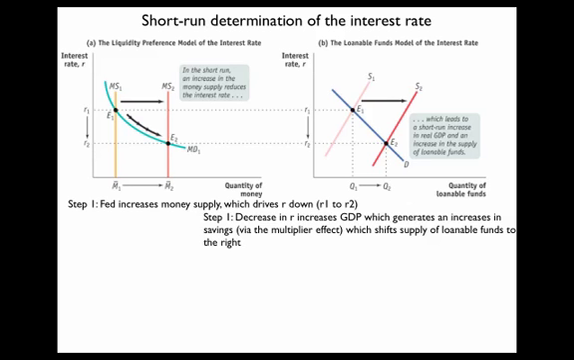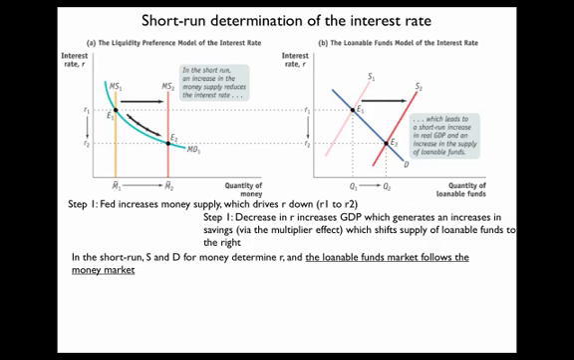And that increase in GDP generates an increase in savings via the multiplier effect. Remember that increases in GDP have a secondary impact or a knock-on effect on savings. Why is that? Well, because the multiplier says we will save some of what we earn and we will consume some of what we earn. So that marginal propensity to save is going to increase our savings, and that will shift the supply of loanable funds to the right.